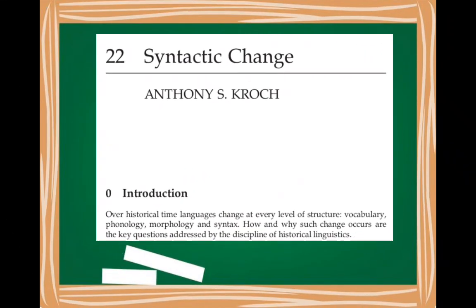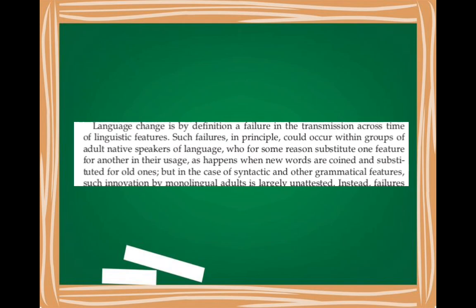Over historical time, languages change at every level of structure: vocabulary, phonology, morphology, and syntax. How and why such change occurs are the key questions addressed by the discipline of historical linguistics. Language change is by definition a failure in the transmission across time of linguistic features. Such failures, in principle, could occur within groups of adult native speakers of a language who for some reason substitute one feature for another in their usage, as happens when new words are coined and substituted for the old ones.